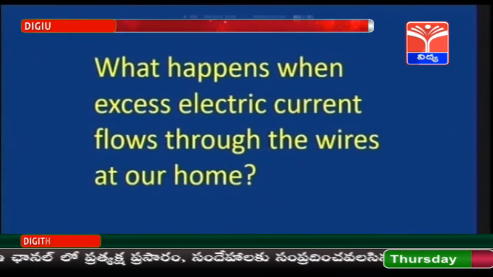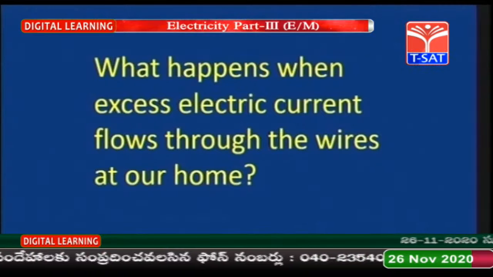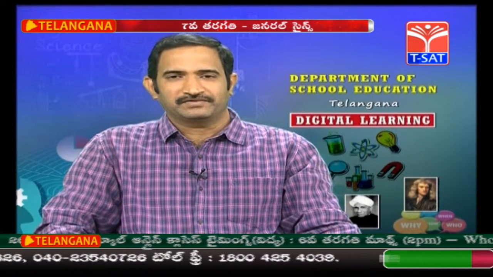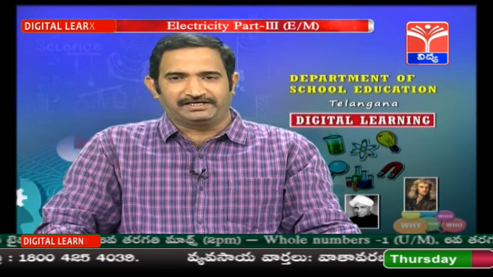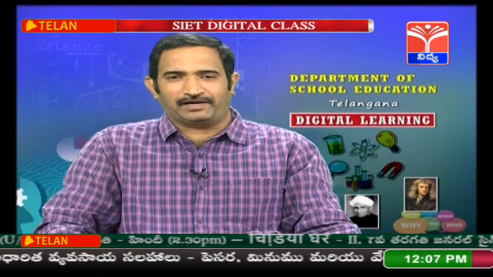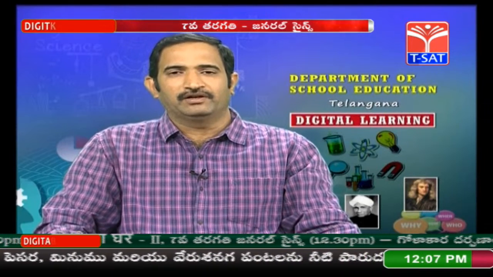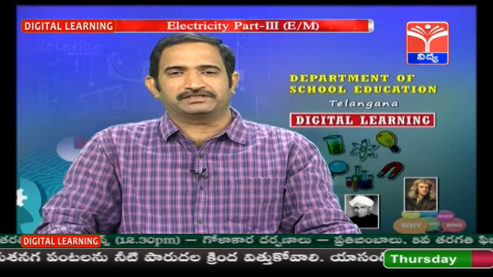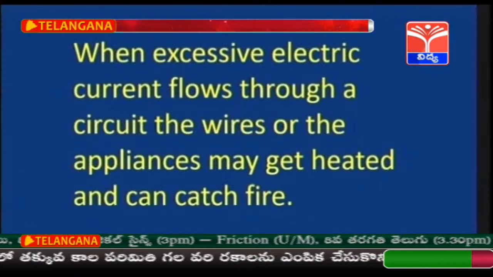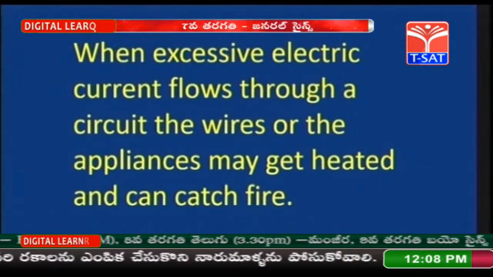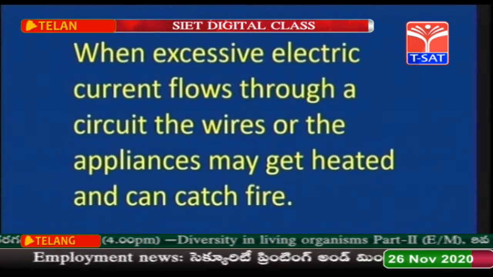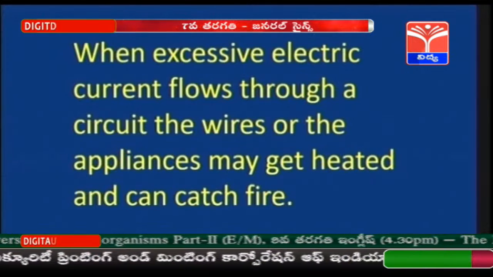What happens when excess electric current flows through the wires at our home? Did you ever observe, children? Yes, whenever excess electricity flows through the wires, suddenly what happens? All our electrical appliances in our house will burn, otherwise our wiring system will burn. Now let us have some pictures. When excess electric current flows through a circuit, the wires or the appliances may get heated and can catch fire. That means they will burn.